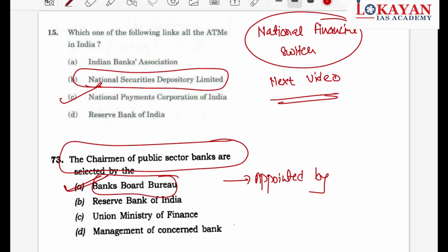Now whenever UPSC has asked a question on a certain theme, you must search about that in detail, because I will show you in one of the upcoming questions how they have expanded this theme of Bank Board Bureau. This was asked in 2019, and in 2022 they asked an advanced question on it. So let's see this.